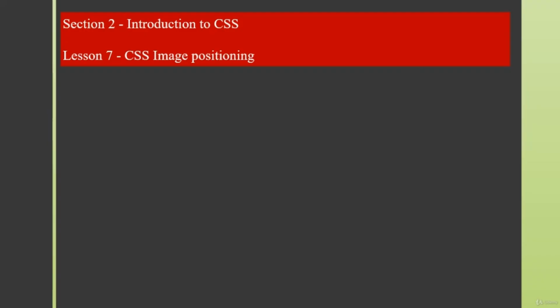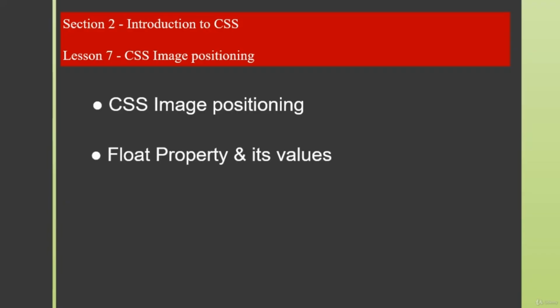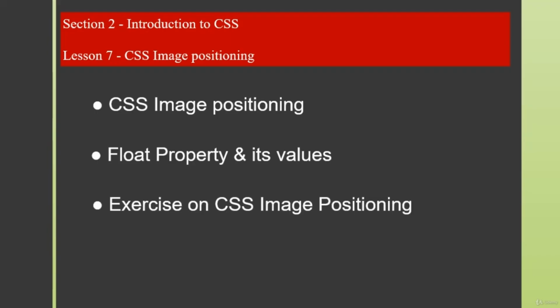This is lesson 7 of the CSS styling section of our HTML and CSS tutorial. In the last lecture you learned how to apply styling to various elements of a table. We will now discuss CSS image positioning, how to set image positioning and how to apply the float property, height and width to an image. I will also walk you through a demo where we will add an image and apply CSS styling for image positioning. So let's get started.